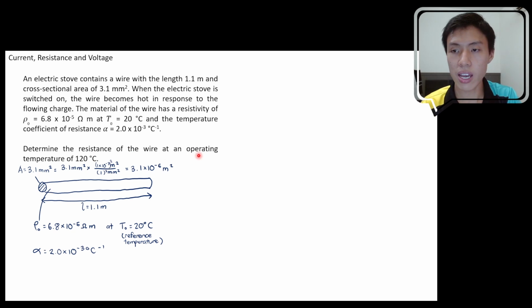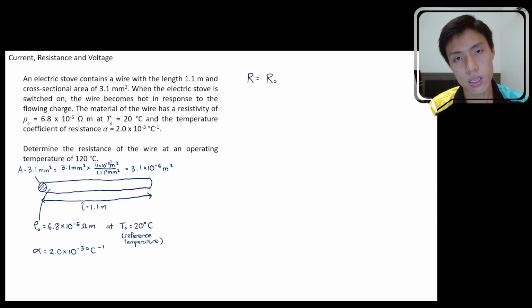So they are going to operate this wire at 120 degrees Celsius, and they want to know the new resistance once it elevates up to 120 degrees Celsius. They're interested in the resistance and they are interested in temperature 120 degrees Celsius. So it will be wise that we use the resistance equation, and how it relates to temperature. This will be the equation.